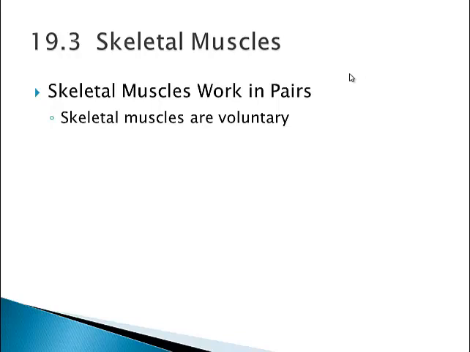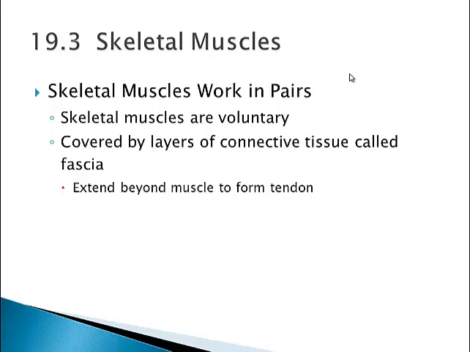The next section of the chapter focuses on skeletal muscles. Remember, humans have three types of muscle tissue: smooth, cardiac, and skeletal. Skeletal muscle is the one that makes up the highest percentage in the body. It is voluntary muscle, meaning you control it. Skeletal muscle is covered by connective tissue, which is called fascia, and the fascia extends beyond the muscle to become its tendon and attach it to the bone.